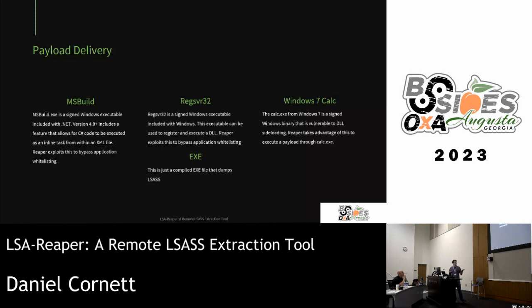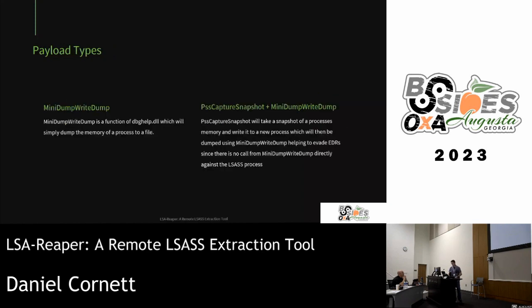And lastly, we just have a straight-up exe, so if they aren't using application whitelisting, this runs pretty easily. It's just an exe file that's compiled. So we have two kinds of payloads now.